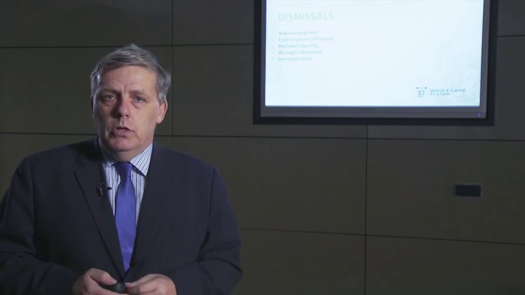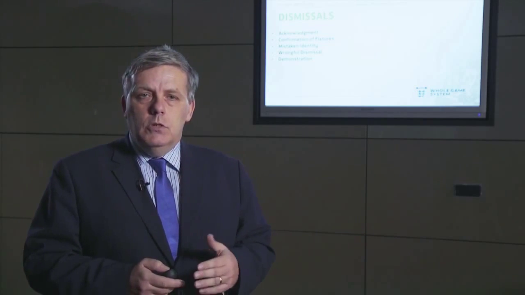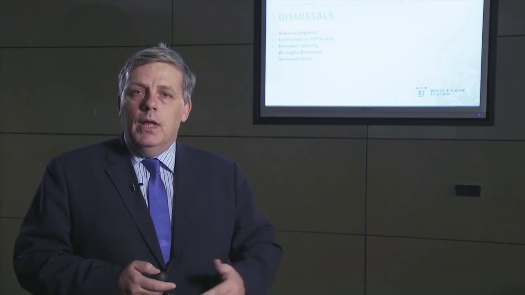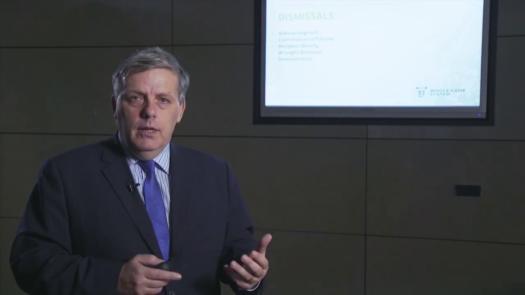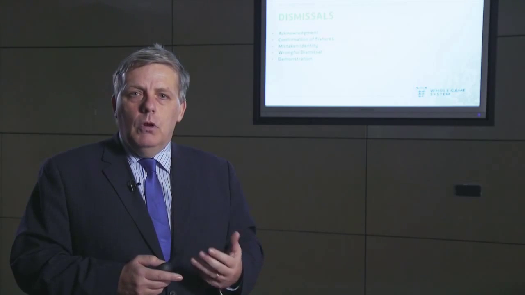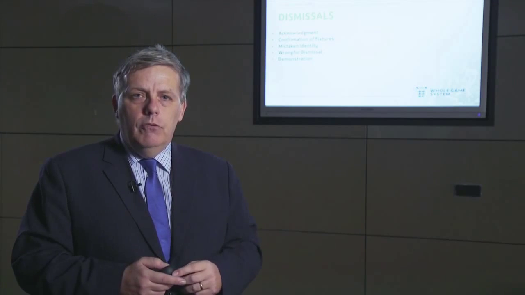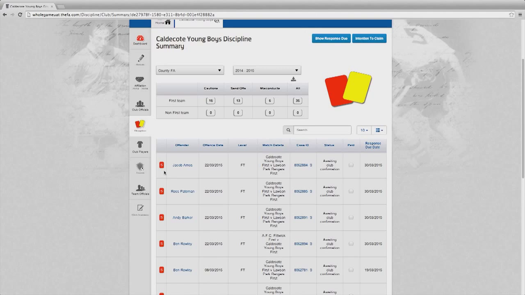As time moves forward and we link to Full Time, the system will assist you and update those suspensions automatically as fixtures change. Occasionally you will want to lodge a claim either for mistaken identity or a wrongful dismissal where you believe that the referee has made an obvious error. You can do that online. And in addition, you can upload any evidence that you wish to be used in your claim for a wrongful dismissal.